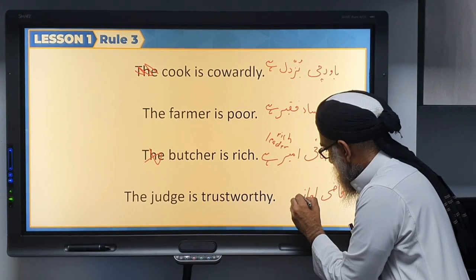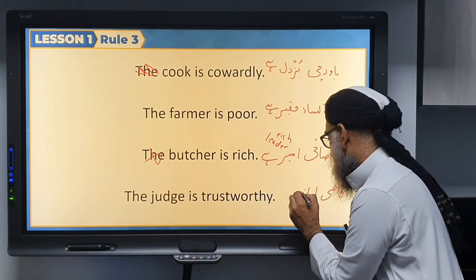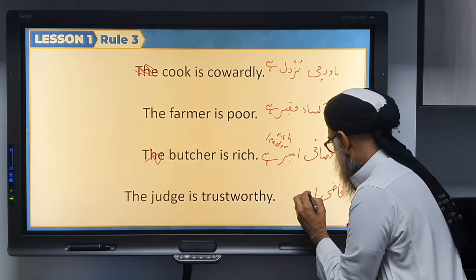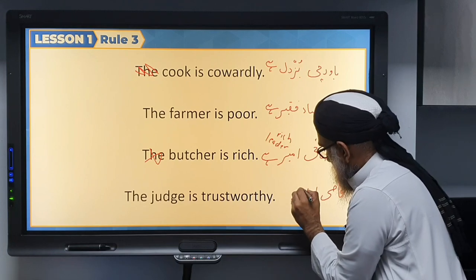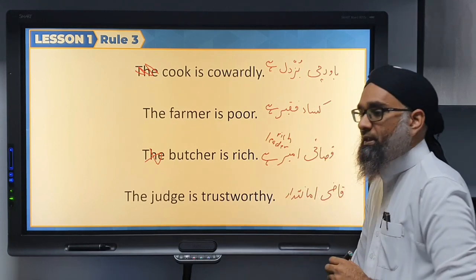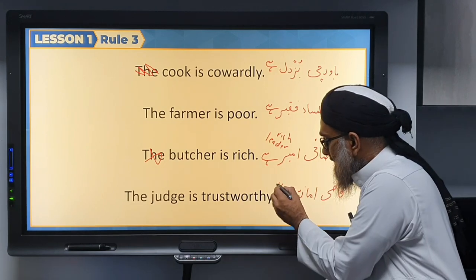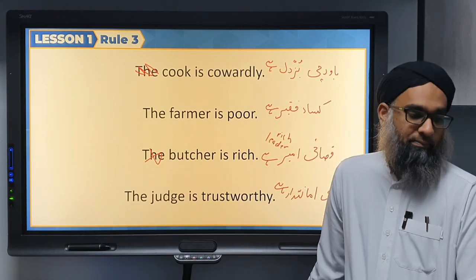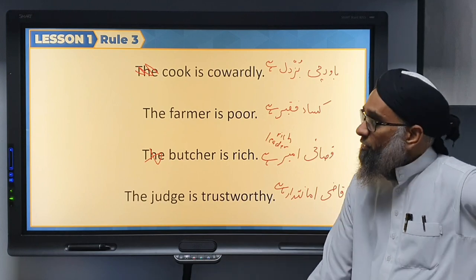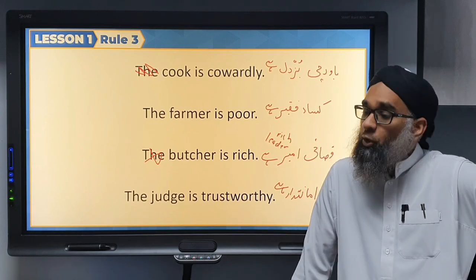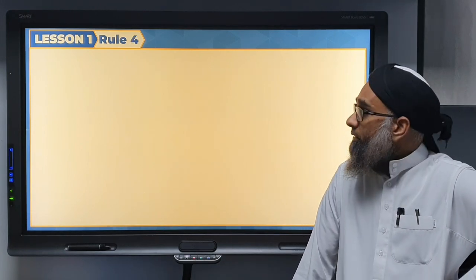So amanat. Amanat dar, meaning dhu amanatin. He has amana. So qazi amanat dar hai. The judge is trustworthy. Understood? Again, there are lots of exercises, which we'll do off camera inshallah later on.